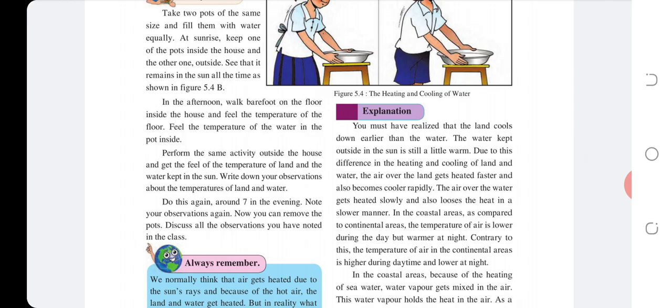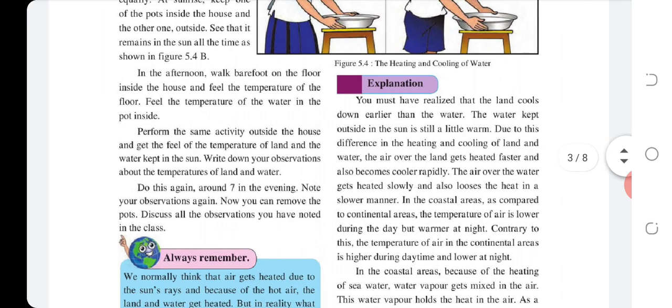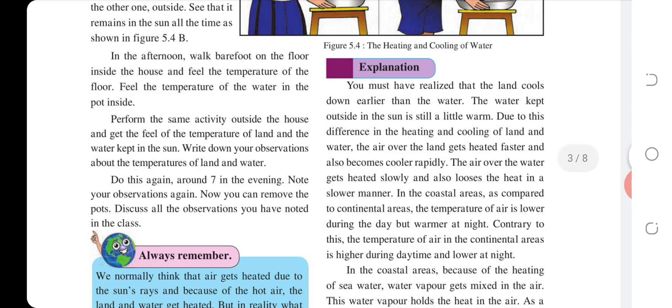Explanation. You must have realized that land cools down earlier than water. The water kept outside in the sun is still a little warm. Due to this difference in heating and cooling of land and water, the air over the land gets heated faster and becomes cooler rapidly. The air over the water gets heated slowly and also loses the heat in a slower manner.